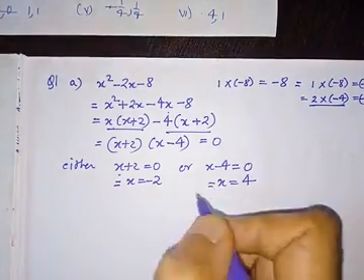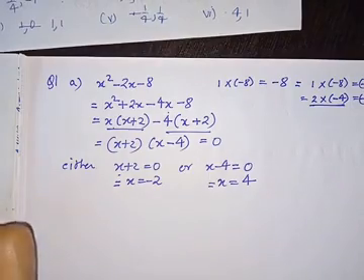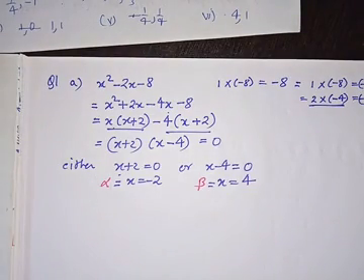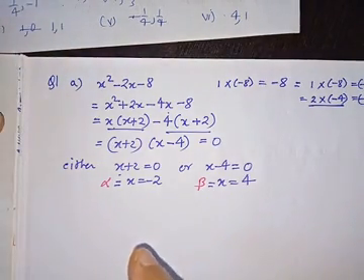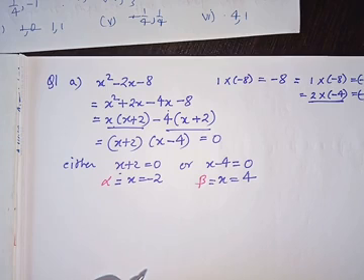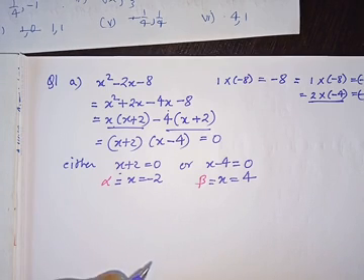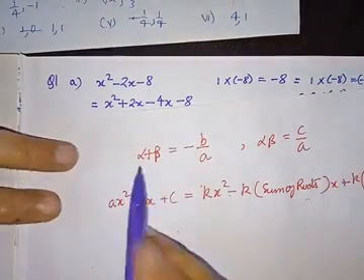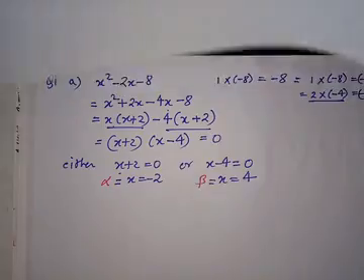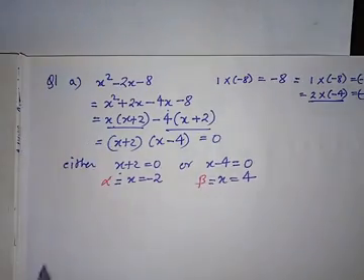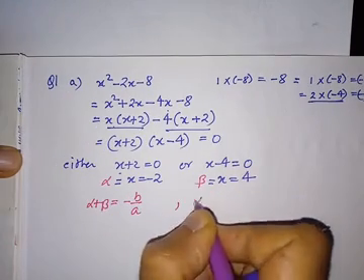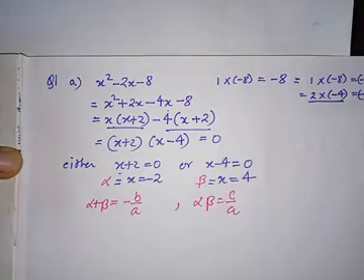Now I will represent this as alpha and this as beta. Hence the roots of the quadratic polynomial are minus 2 and 4. Now we have to verify the relation between the coefficients and the zeros, and this is the relation: alpha plus beta equals minus b upon a, and alpha beta equals c upon a. So first, alpha plus beta equals minus b upon a, and alpha beta equals c upon a.